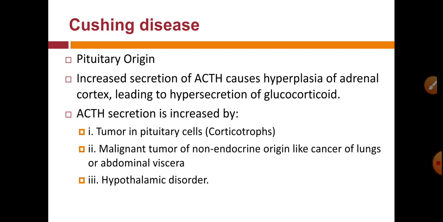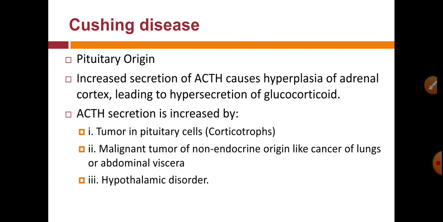Then the second cause is a malignant tumor of non-endocrine origin, like cancer of the lungs or abdominal viscera. So malignancy present in the lungs or abdominal viscera, and these malignant tumor cells secrete ACTH abnormally. So there is an increased secretion of ACTH.